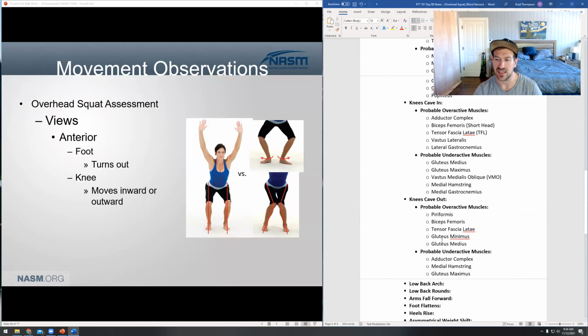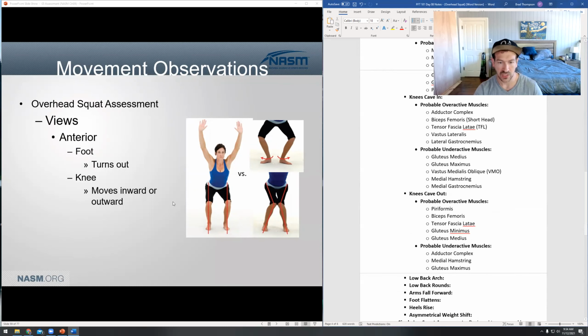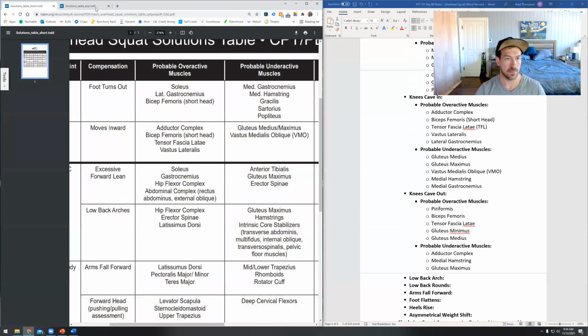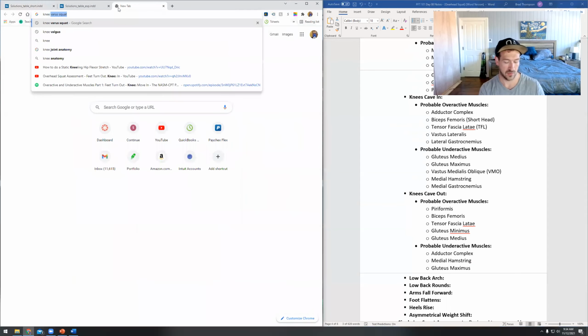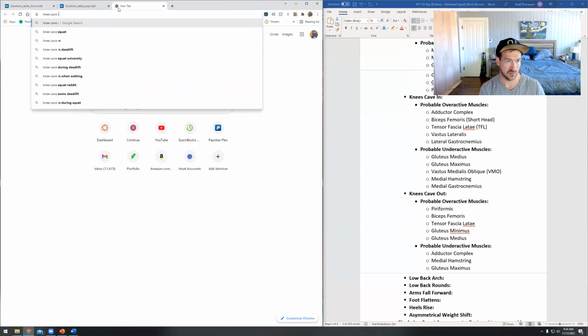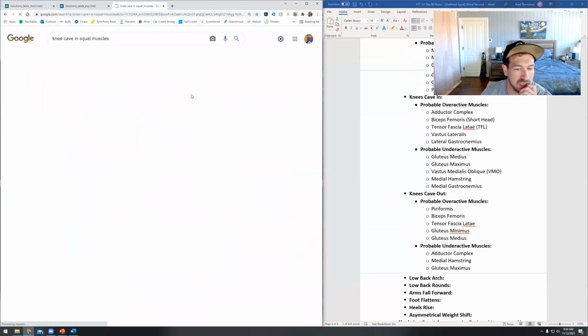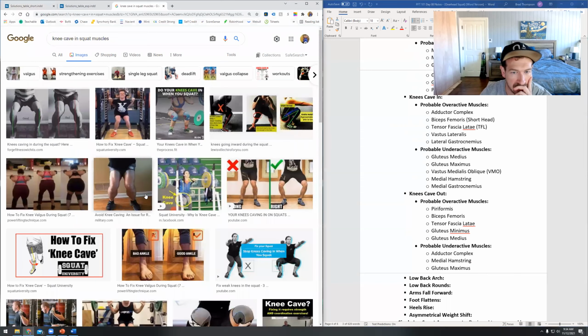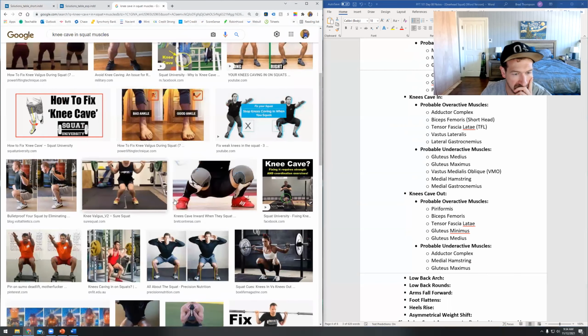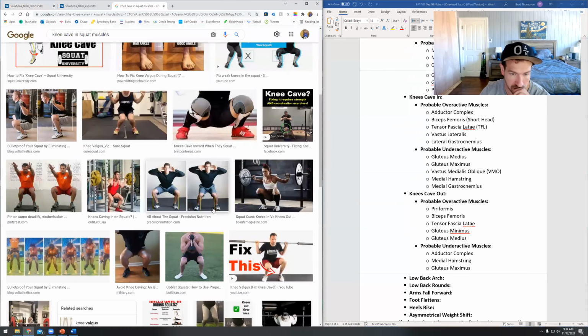Then in the knees caving in action, right? We're seeing the adductor complex is a little bit overactive, right? Adductors are kind of pulling inward. Let me get a picture of this. Yeah, some pictures.